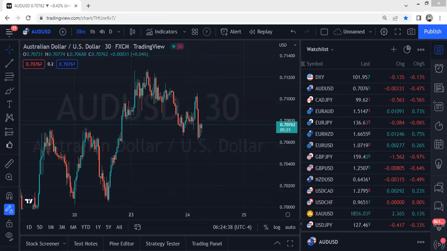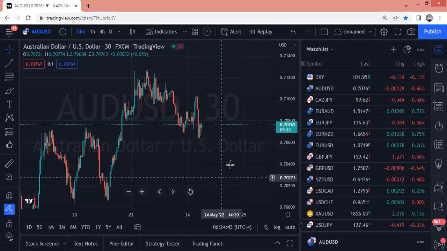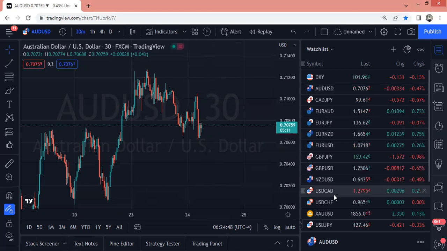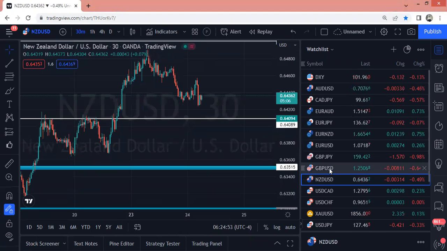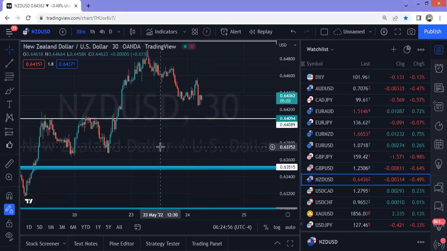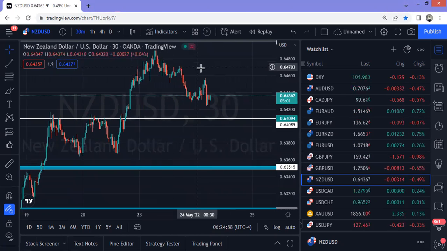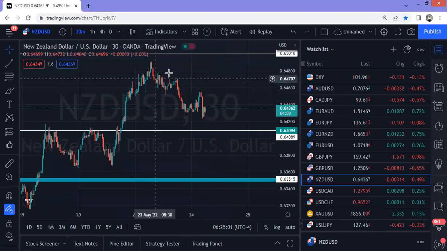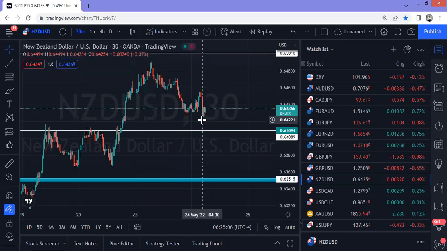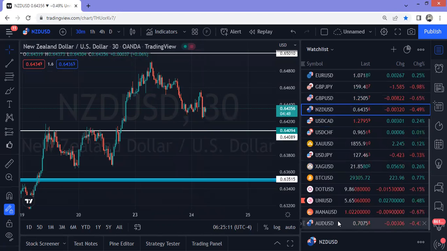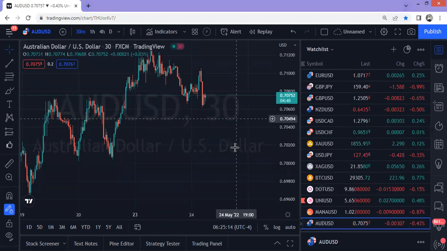Like we have AUD USD and NZD USD. Those two pairs flow together. So as you can see, even from the structure, now this is NZD USD. Just make a mental note of it. You see how it came here, pushed up, came back down. And now look at AUD USD. See how similar they look?